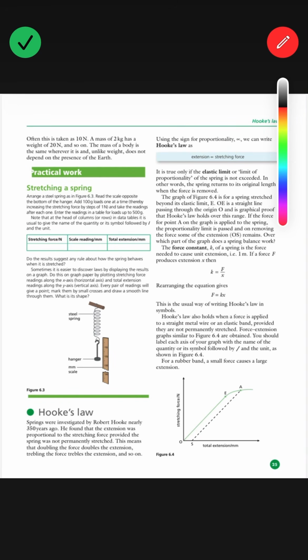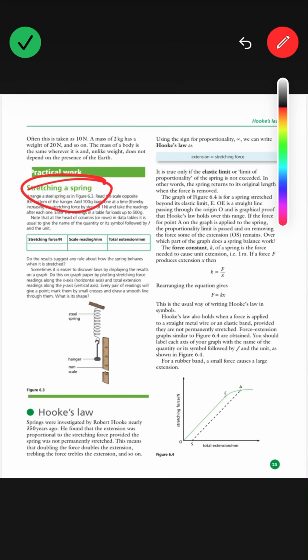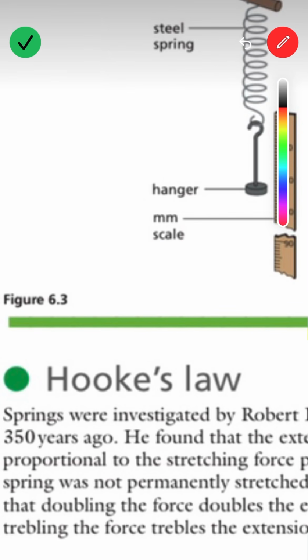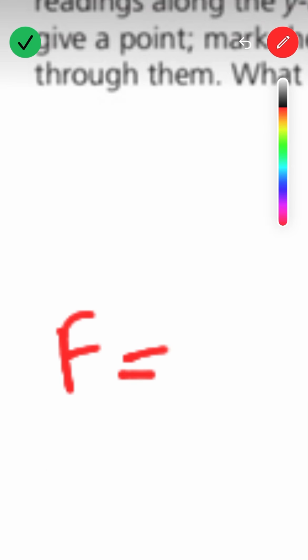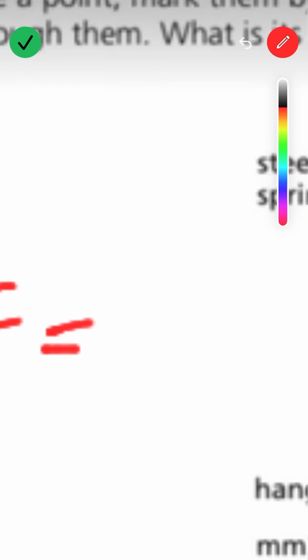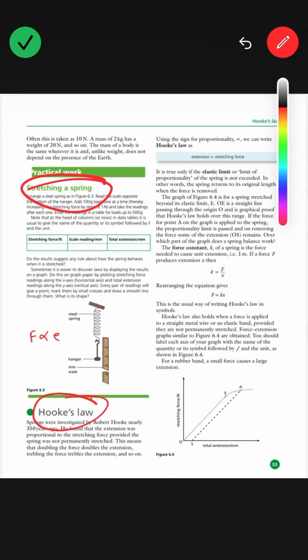Okay, then looking at the same, we also want to look at stretching a spring, or objects which are stretching. On objects which are stretching, we have what we call Hooke's law. Hooke's law says whatever force we have is directly proportional to the extension. So the more you stretch a body, the more force that's applied on it.